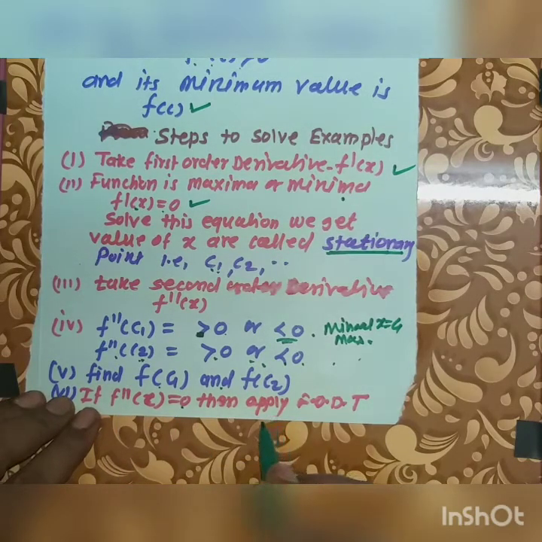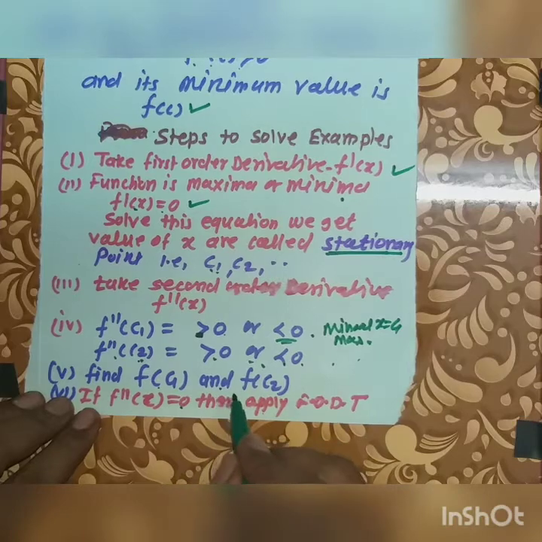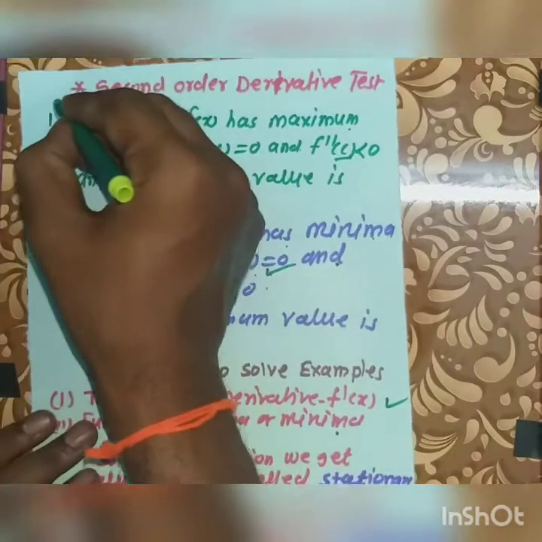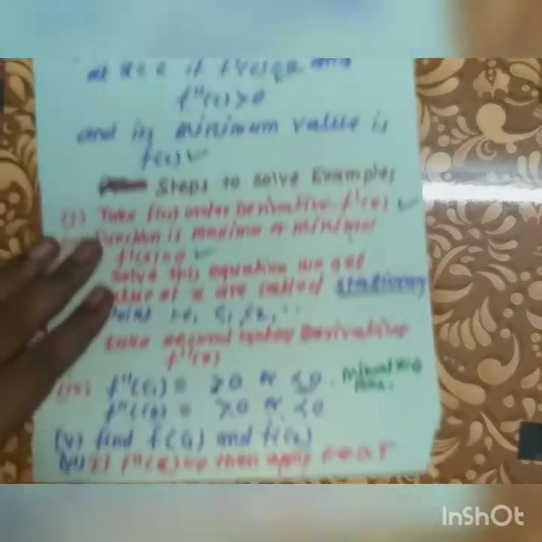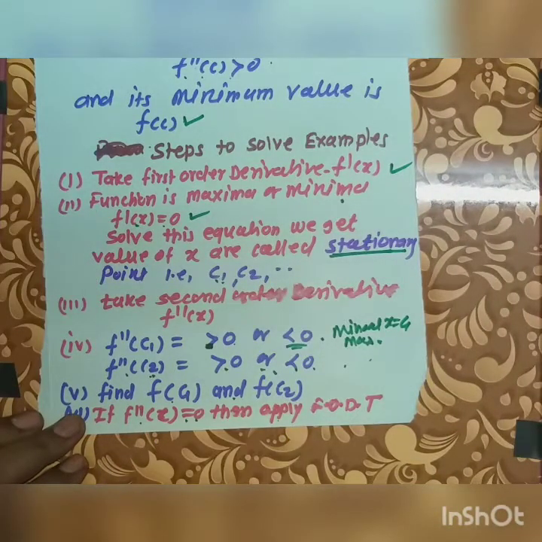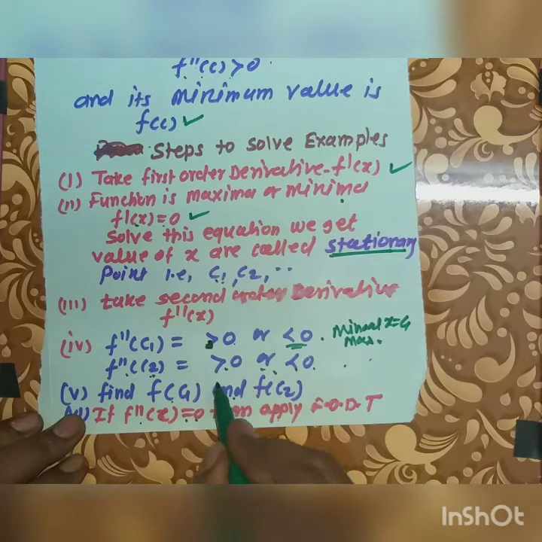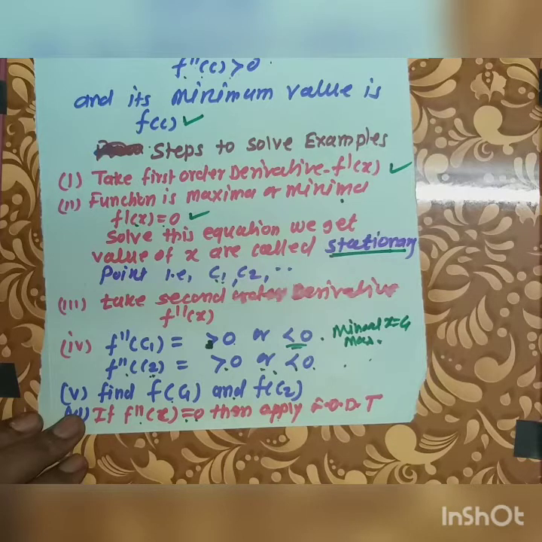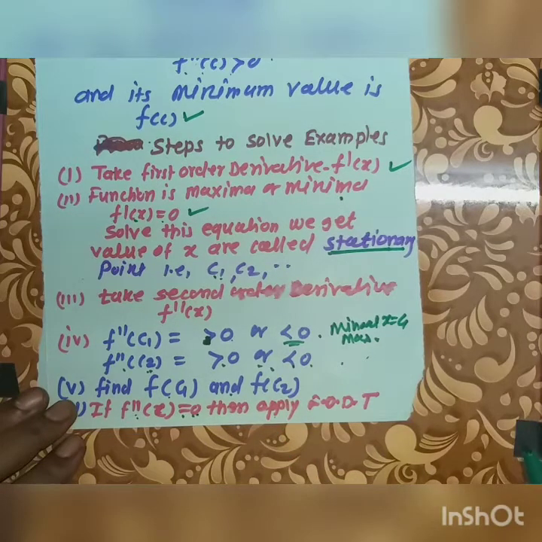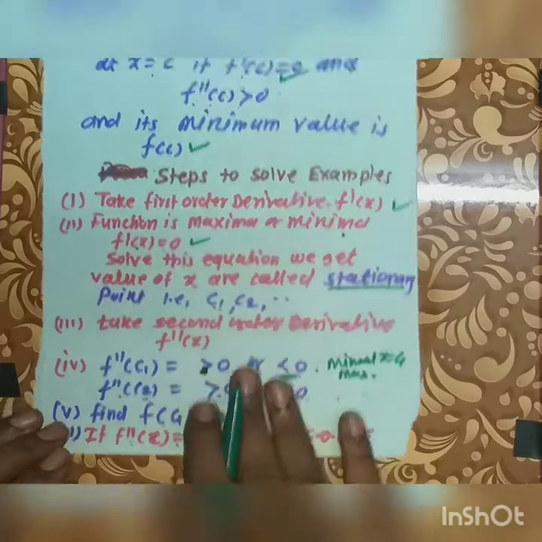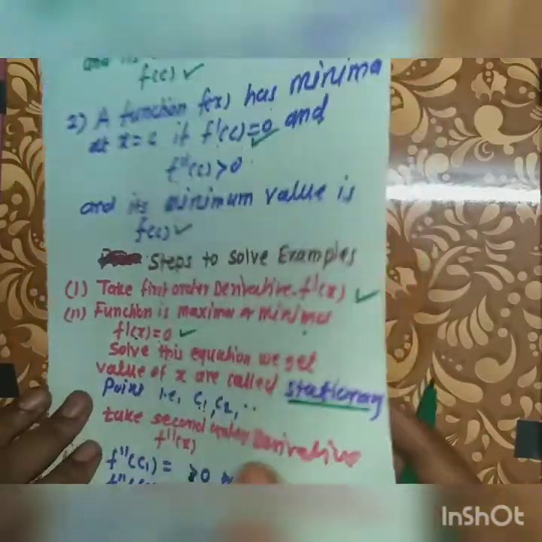Last, if f double dash of x is equal to 0, then we cannot conclude whether the function is maximum or minimum using the second order derivative test; it is not sufficient if the second order derivative is equal to 0. If greater than 0, the function is minimum. Less than 0, the function is maximum. But if it is equal to 0, then we cannot say the function is maximized or minimized, or this condition is not satisfied. Then we apply the first order derivative test.